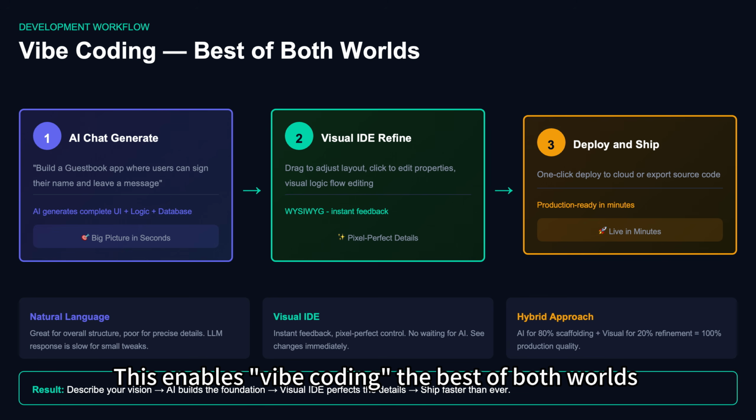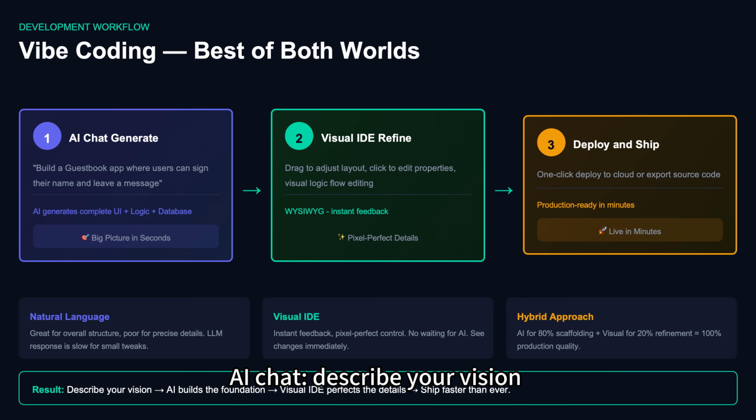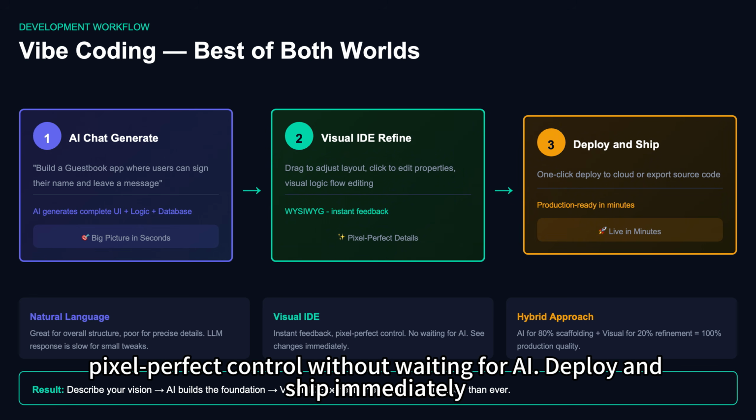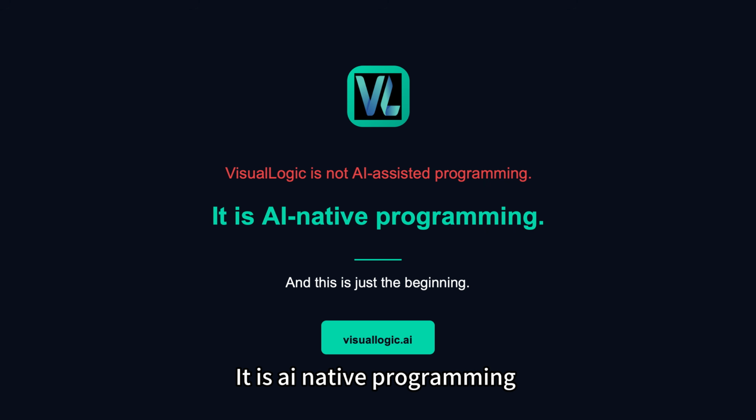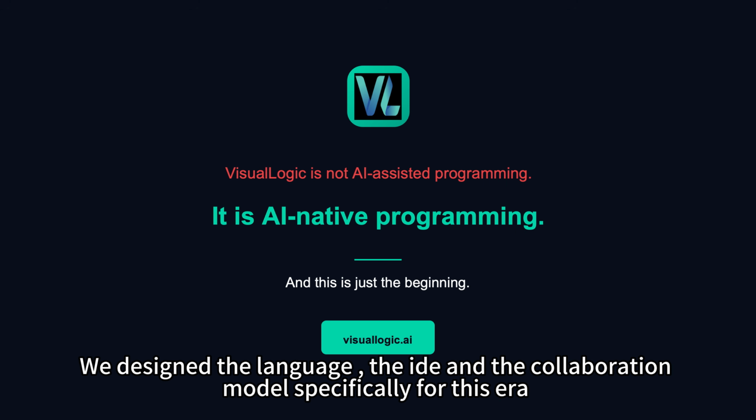This enables vibe coding, the best of both worlds. AI chat: describe your vision. AI generates the full scaffold, UI, and logic in seconds. Visual IDE: refine the details manually, pixel-perfect control without waiting for AI. Deploy: ship immediately. VisualLogic is not AI-assisted programming. It is AI-native programming. We designed the language, the IDE, and the collaboration model specifically for this era.